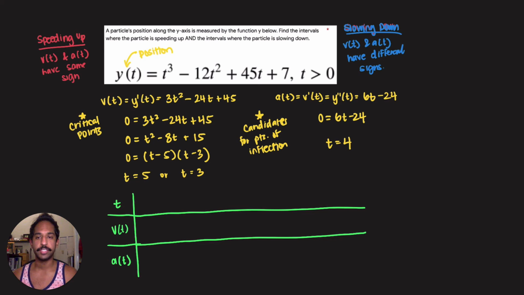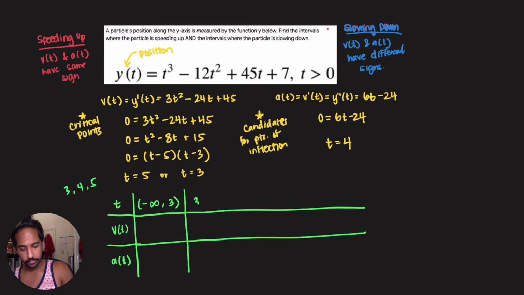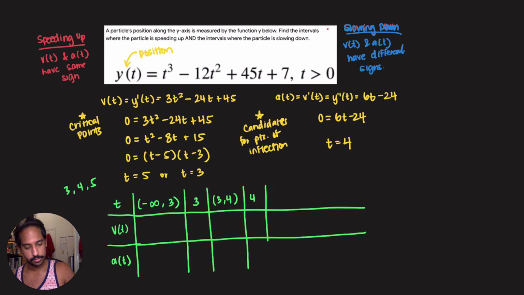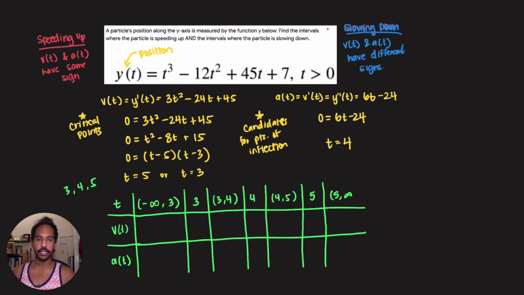I want to know these in order from least negative to most negative, my critical points and candidates for points of inflection. And I see that that's going to go 3, 4, 5. And so we go from negative infinity to 3, and then 3 to 4, then 4 to 5, and then 5 to infinity. So these are all the intervals that we're going to check.